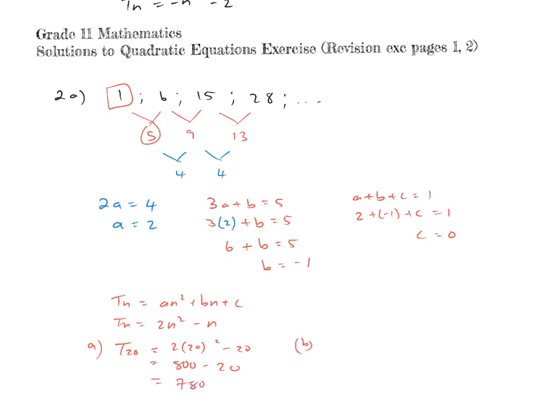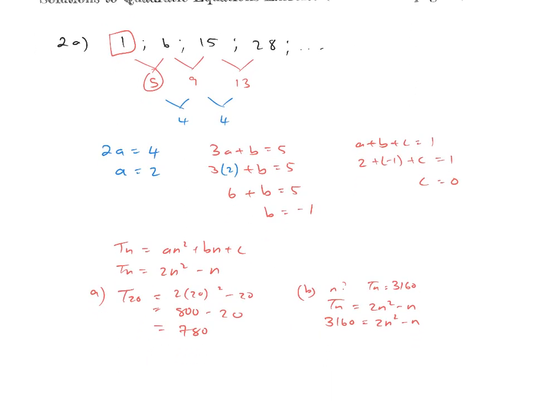Question B, so then I ask you, which term has got a value of 3,160. That's not a question mark, that is given. And so again, the general term is 2n squared minus n. I know now what the answer is. The answer is now 3160. I want to know what n is. Please don't be strange here now. You've got a quadratic trinomial.